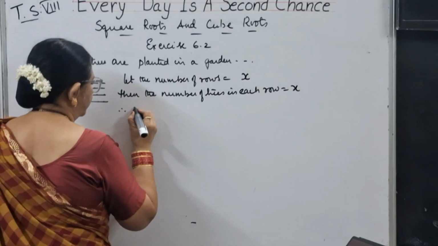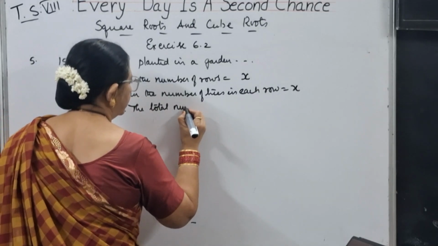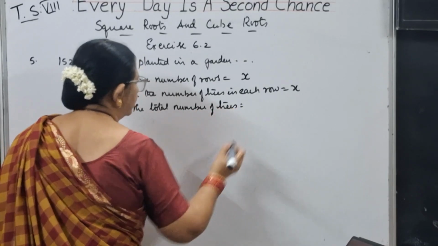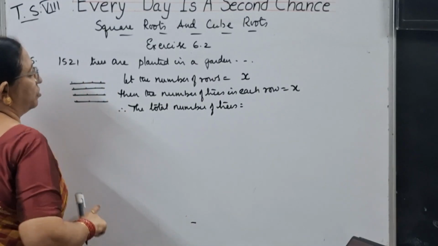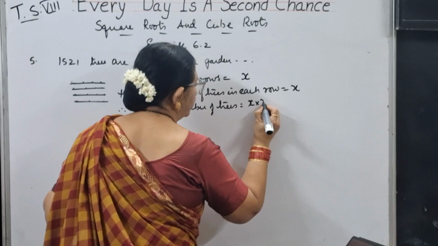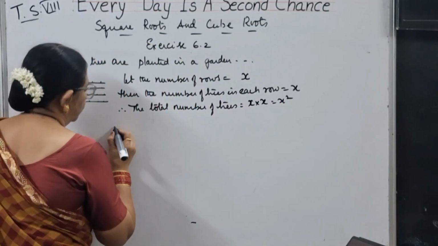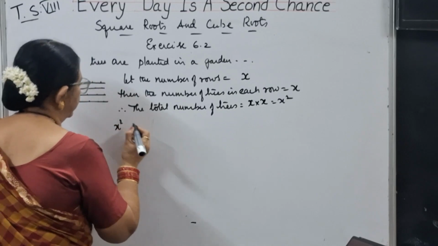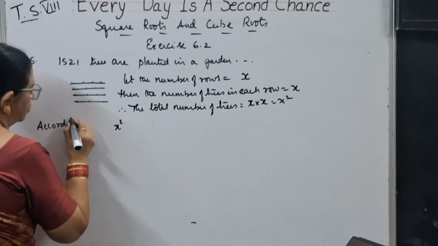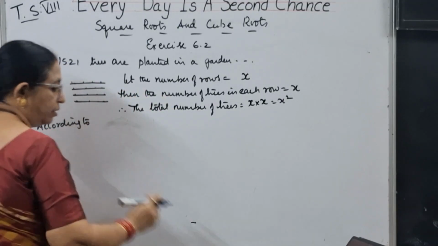So what are the total number of trees? How many are there, children? In one row, x trees are there. In x rows, how many? x into x, that is x square trees are there. So we know that x square, according to the problem.